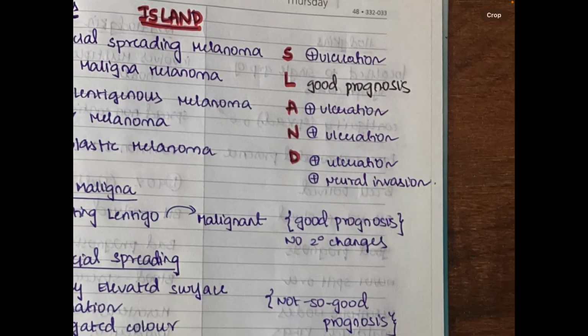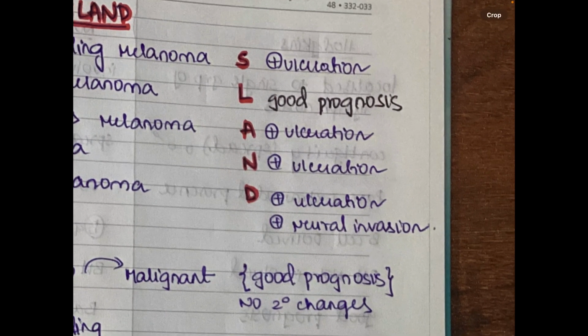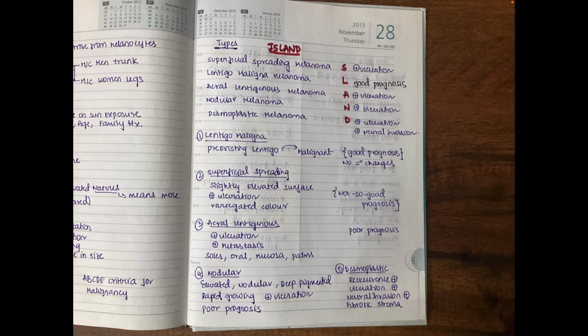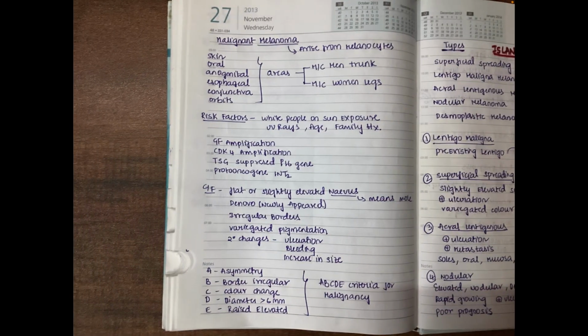So if we summarize all the points, in everything there is ulceration except for lentigo maligna. This lentigo maligna has good prognosis, and every other type will be having somewhat poor prognosis. Now coming to the D, which is desmoplastic, you can see ulceration and also neural invasion, fibrotic stroma, right? So this neural invasion is seen in desmoplastic. So these are the types of malignant melanoma.